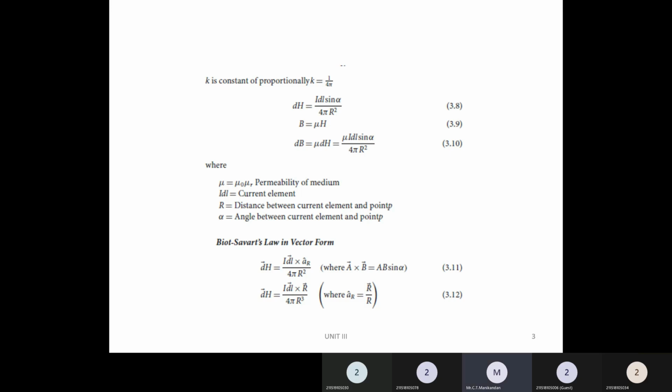We can also express Biot-Savart's law in the vector form. So dH equal to I dL cross aR divided by 4 pi R square. In terms of vectors, we can represent that; the aR vector is the R vector divided by the modulus of the R vector. So dH equal to I dL cross R vector divided by 4 pi R cube.